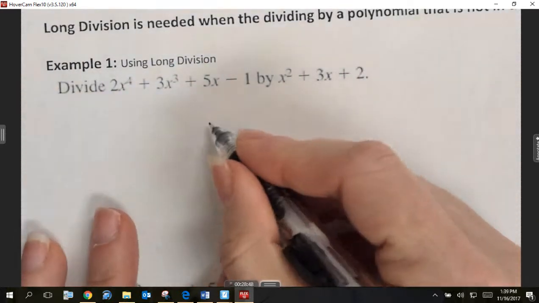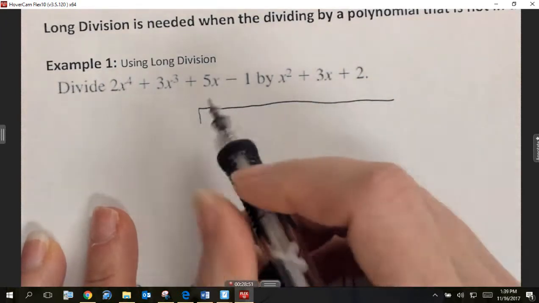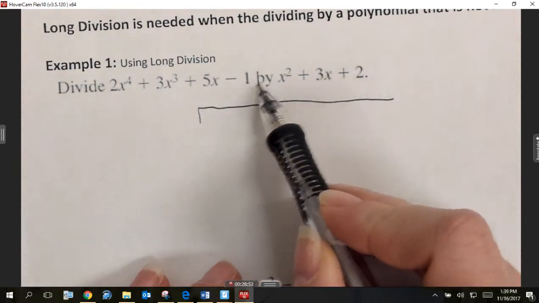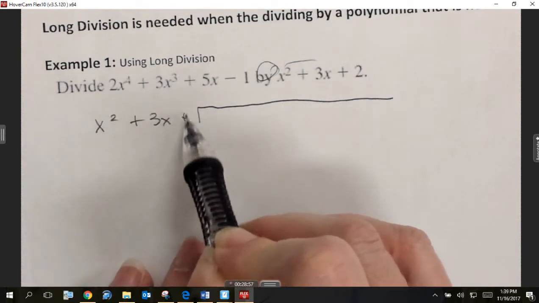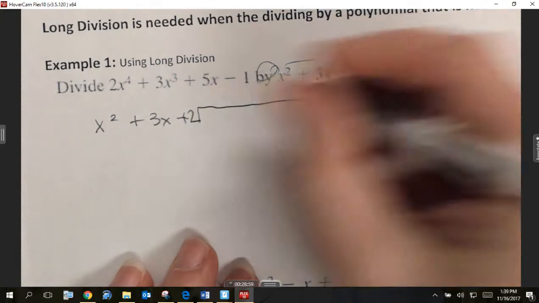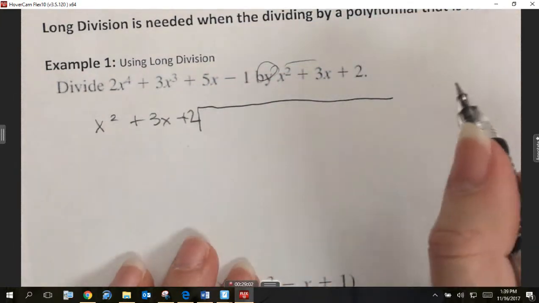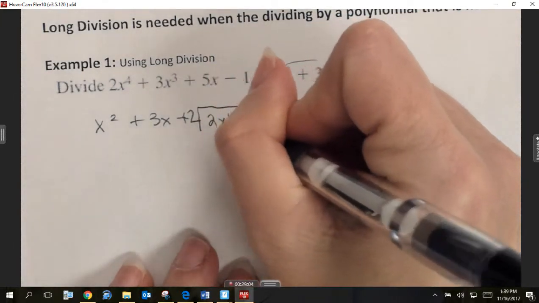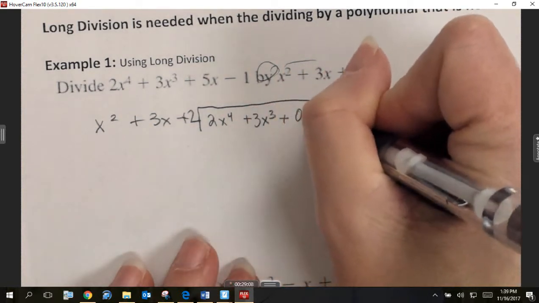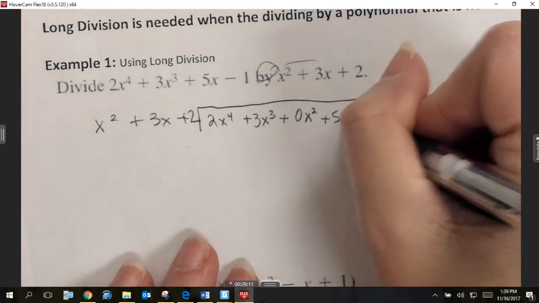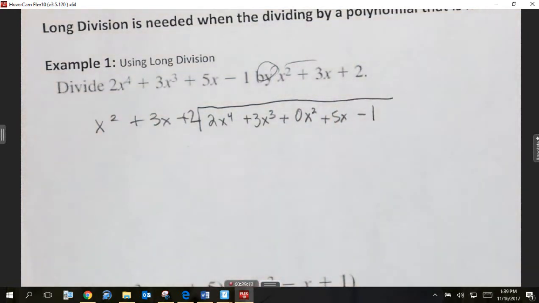So we're going to rewrite this in long division form. What I'm dividing by goes outside, so x squared plus 3x plus 2. And then underneath that division symbol, which is not a square root, 2x to the fourth plus 3x to the third plus 0x squared plus 5x minus 1. So you have to have every place from your starting degree all the way down, or you're going to have trouble.